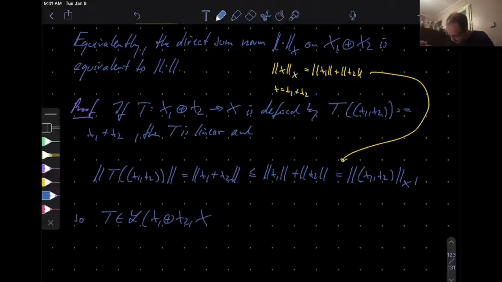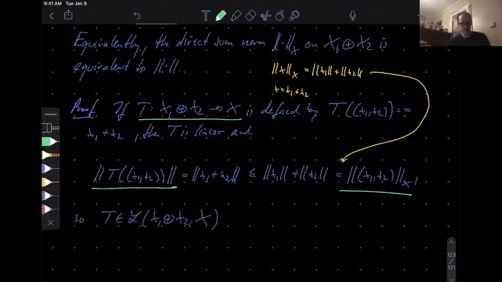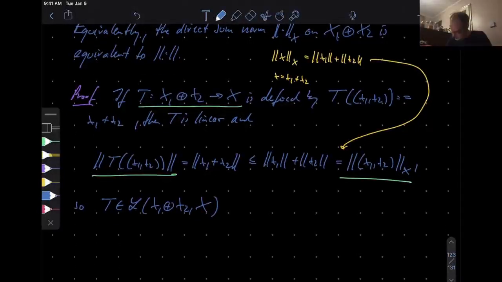Okay, so this shows that T is a bounded linear transformation from the direct sum of X1, X2 to the space X, right? That's precisely, if you read this here being at most equal to that, with this map, that's precisely what it says, right? That it's a bounded linear transformation between, in the way it is written there, all right? Good.